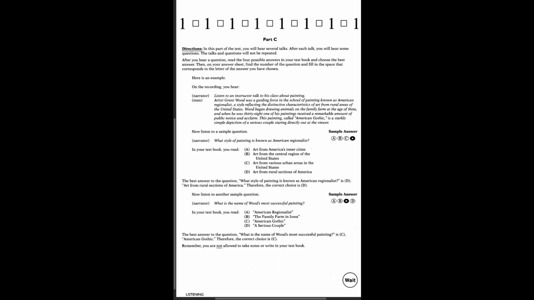Then, on your answer sheet, find the number of the question and fill in the space that corresponds to the letter of the answer you have chosen. Here is an example. On the recording, you will hear, "Listen to an instructor talk to his class about painting."